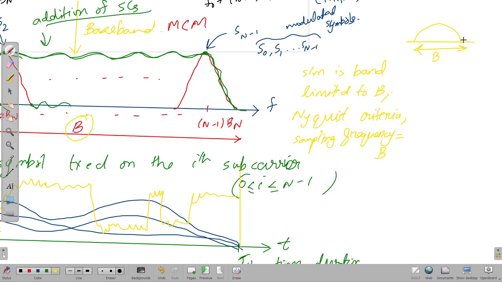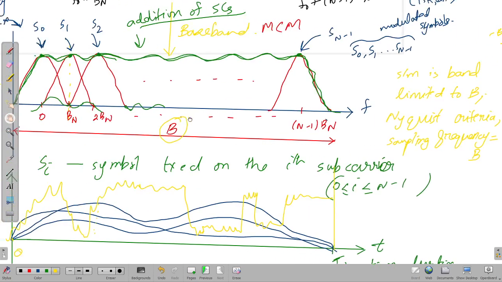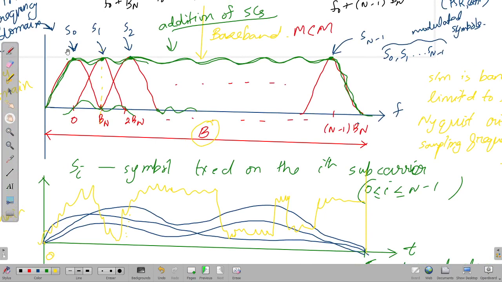Or you might have learned it another way: when the system is limited to B, it extends from B by 2 to minus B by 2. In that case, 2 times the maximum frequency here, that is B by 2, gives B. So according to the Nyquist criteria, the sampling frequency is equal to B for this signal.